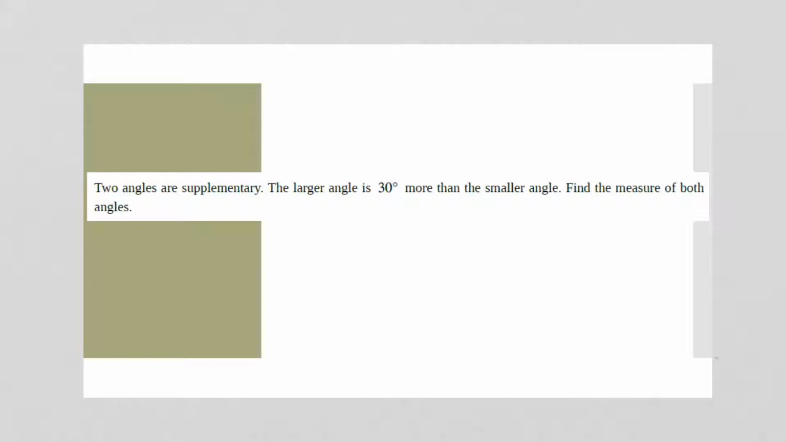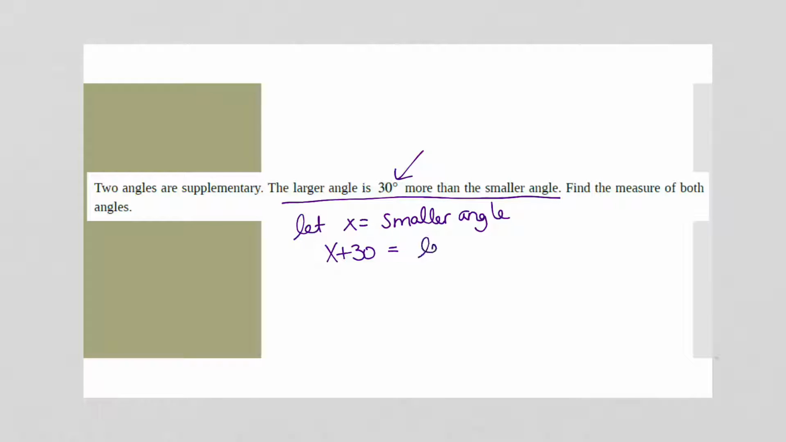On this one, two angles are supplementary. So that means they add up to be 180. It says the larger angle is 30 degrees more than the smaller angle. So I'm going to let x equal my smaller angle, and I'm going to let x plus 30 equal my larger angle. So I know that the sum of these is 180.